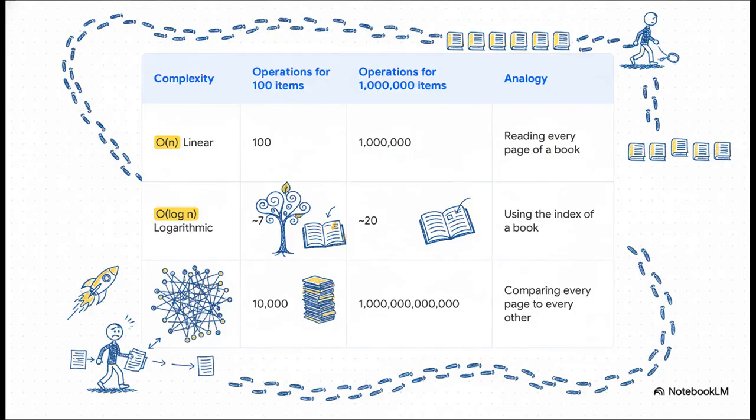Okay, and this table really brings it home. Just look at the difference when you go from 100 items to a million. For a linear algorithm, O of n, a million items means a million operations. Makes sense. But look at the logarithmic one, O of log n. It takes only about 20 operations. 20. And then you have O of n squared, which would take a trillion operations. A trillion! That's not just slow, that's completely unusable. This is the difference we're talking about between instant and totally broken.